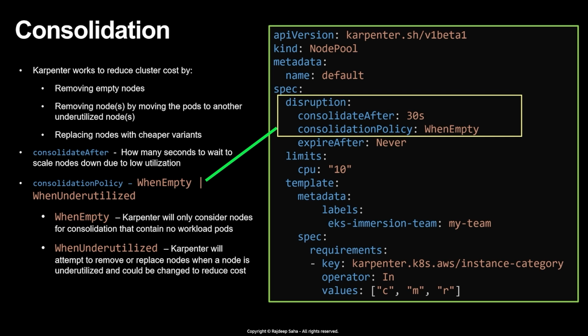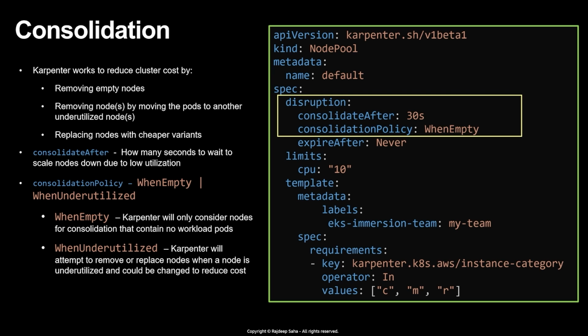When empty, as the name suggests, Karpenter will only consider nodes for consolidation that contain no workload pods. It's okay if you're running system pods or a daemon set, but Karpenter will only consider the node empty if there are no workload pods or application pods running. So in this case, when the EC2 is empty, Karpenter will wait an additional 30 seconds before terminating the instance. The other option is when underutilized, where Karpenter will attempt to remove or replace nodes when a node is underutilized and could be changed to reduce cost.